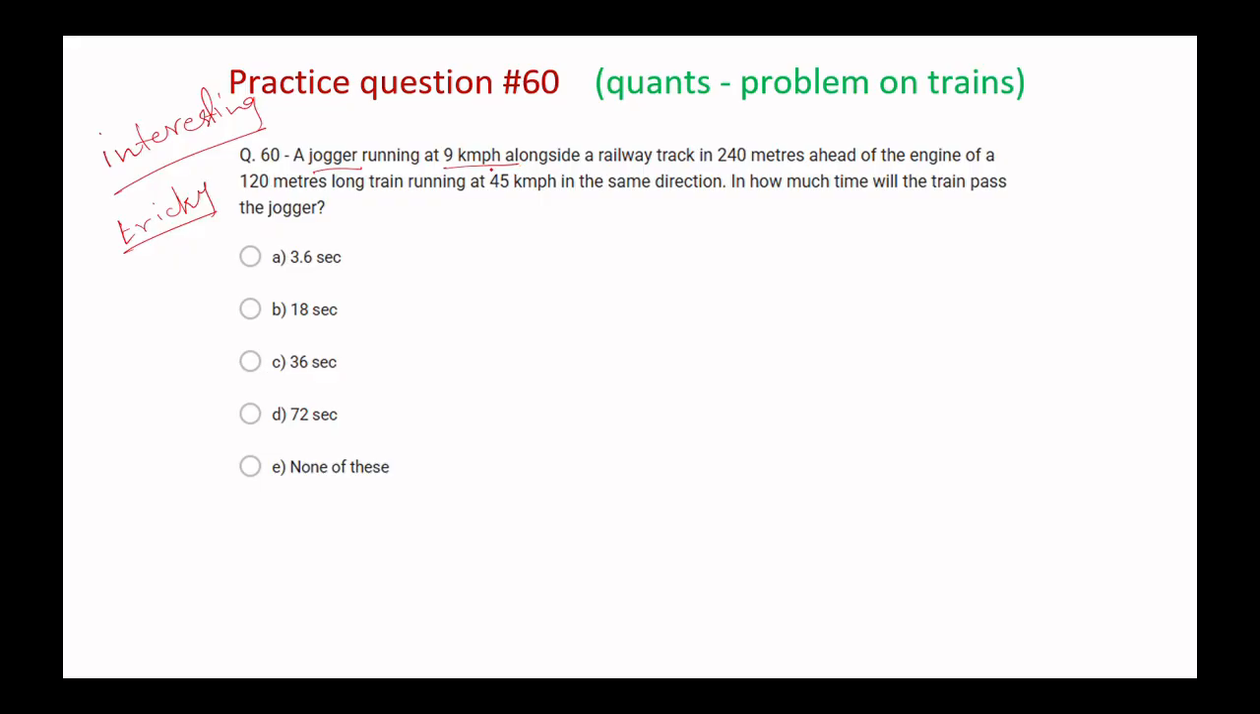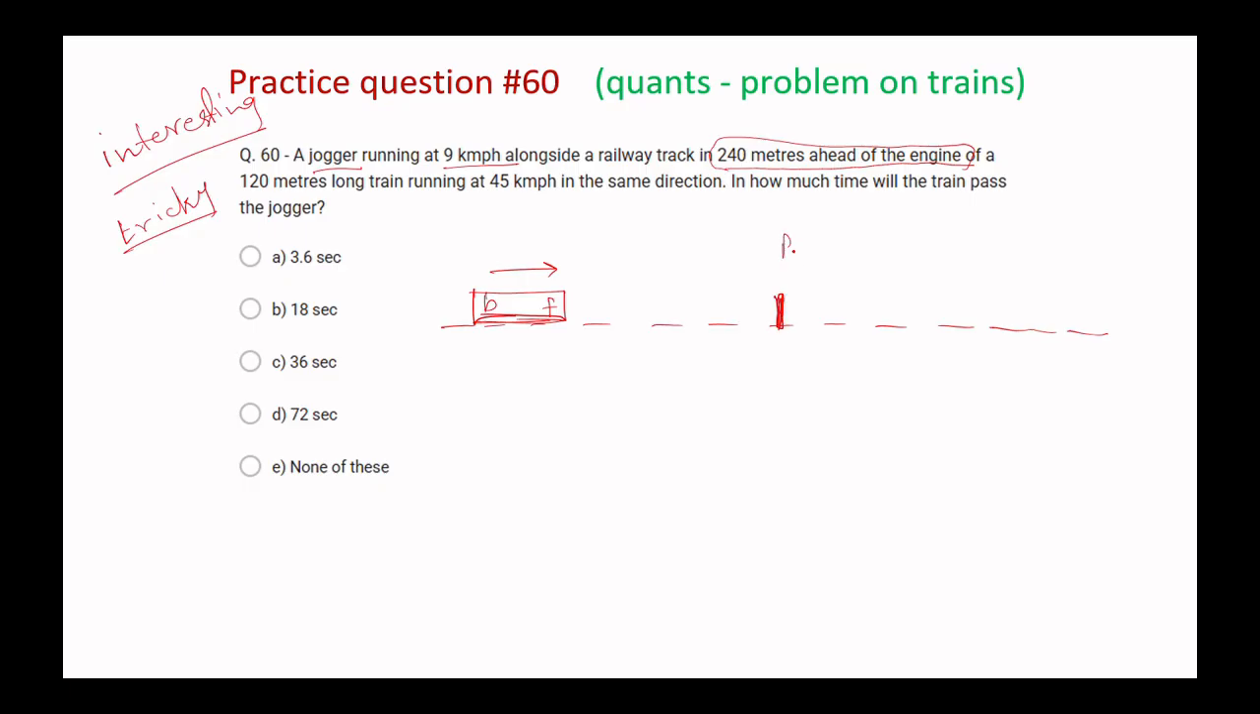The speed of that person is given, which is running at the speed of 9 km per hour. And basically that person is 240 meters ahead of the engine. This particular thing is tricky. So what we will do, we will consider a railway track. Let's say this is a railway track. On this railway track we have the engine, the train, we will consider front of train, back of train and so on, and this train is running in this direction.